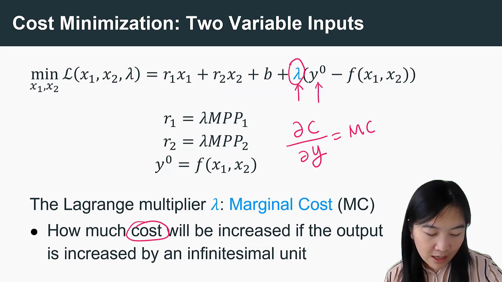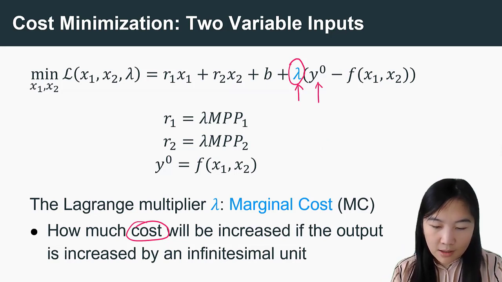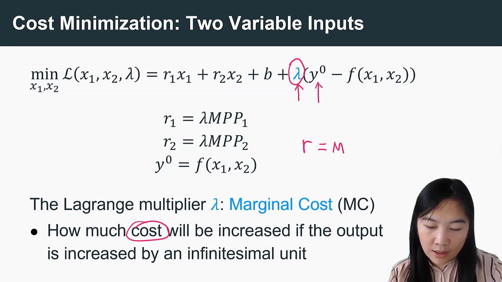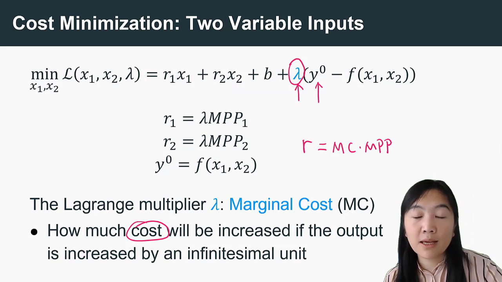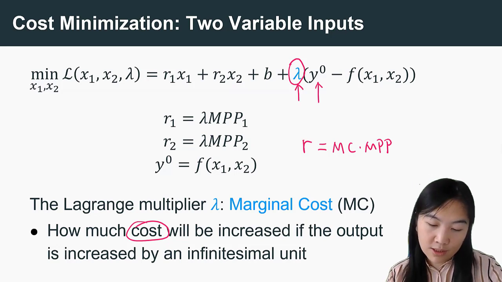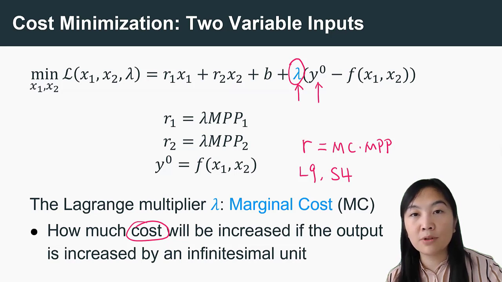And we actually derived this condition, R equals MC times MPP, in the one input case. So you should check lecture 9, and I think it's slide 4, where I summarized the link between the input and output perspective for the one variable input case.